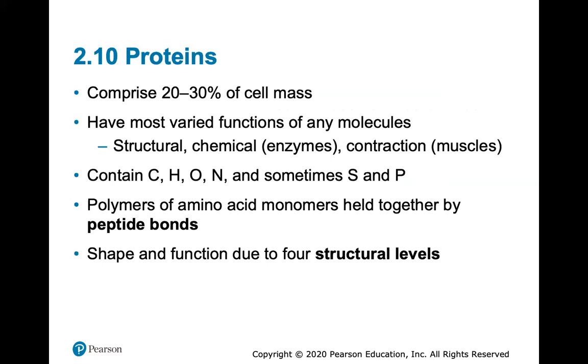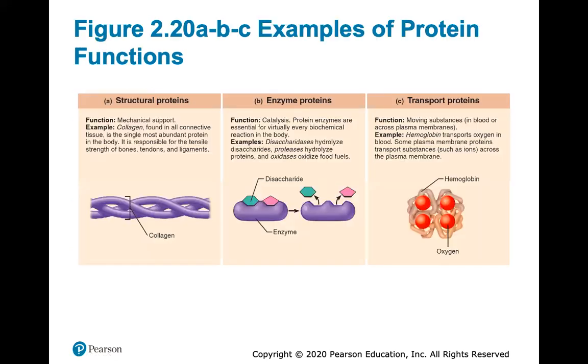Proteins then comprise about 20 to 30% of your cell mass. They have the most varied functions of any molecule. So your proteins have the most varied functions: structural, chemical, they are enzymes, and they cause contraction in your muscles. They are polymers of amino acids that are held together by peptide bonds, and their shape and function are due to 4 different structural levels.